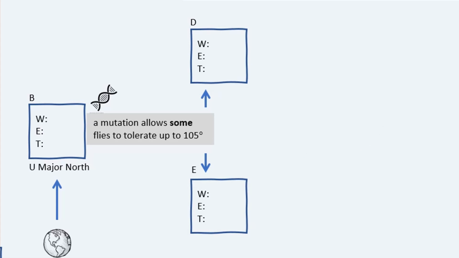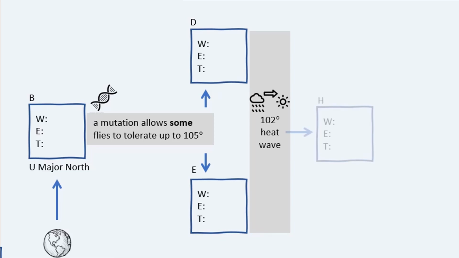The next event affects populations D and E. A heat wave raises the temperature in the area to 102 degrees. Some flies are successful in this environment, and some are not. The survivors become population H. Pause the video here and fill in the traits for the new population H.